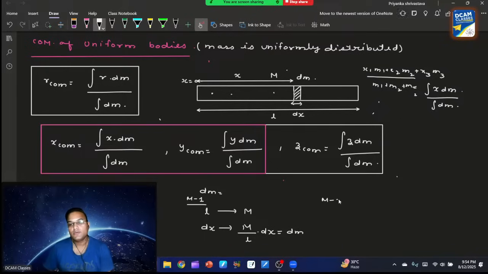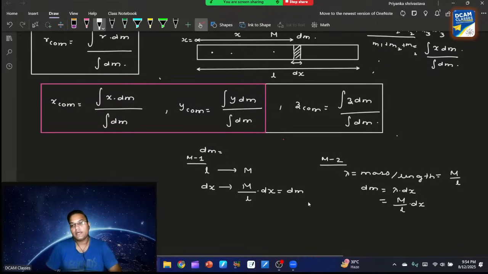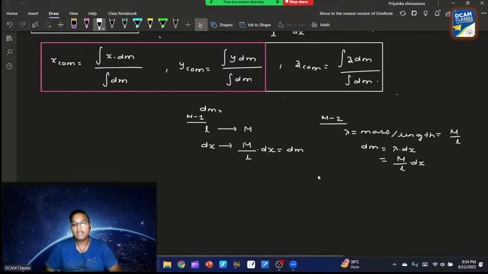The other method is you can find mass per unit length, lambda. This is capital M by L. Using lambda, you have found the mass present per 1 meter of length. So for the length dx, how much mass will there be? It will be lambda into dx, which is M by L into dx. Whatever formula you are comfortable with to find dm, you can use that. Okay, now you have found dm.